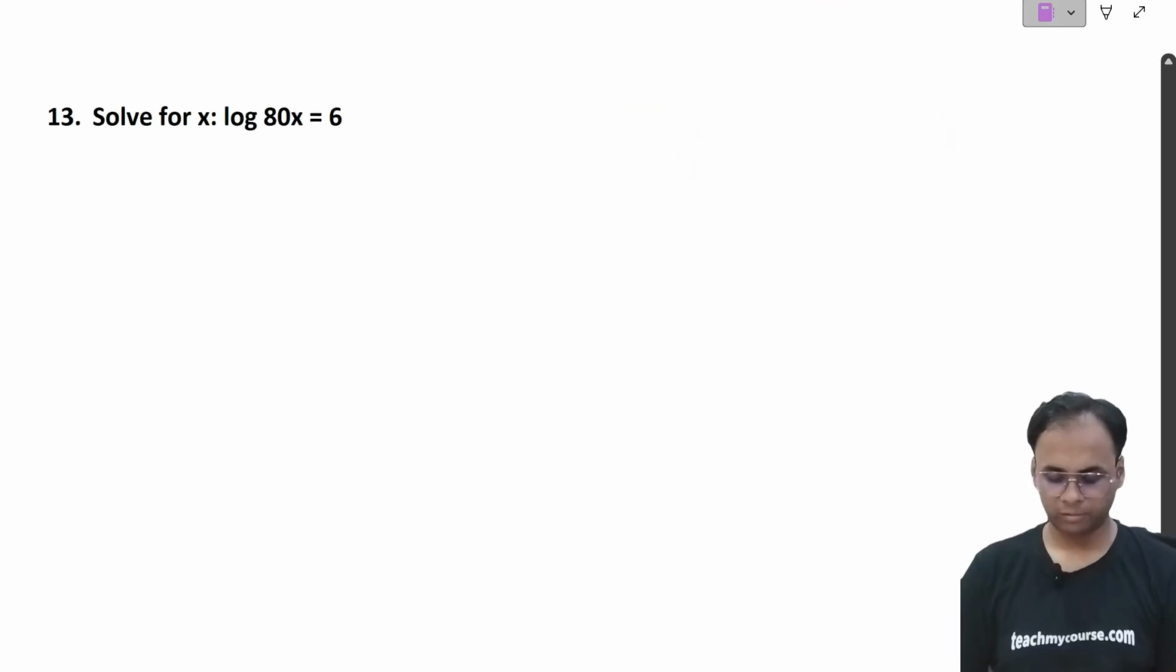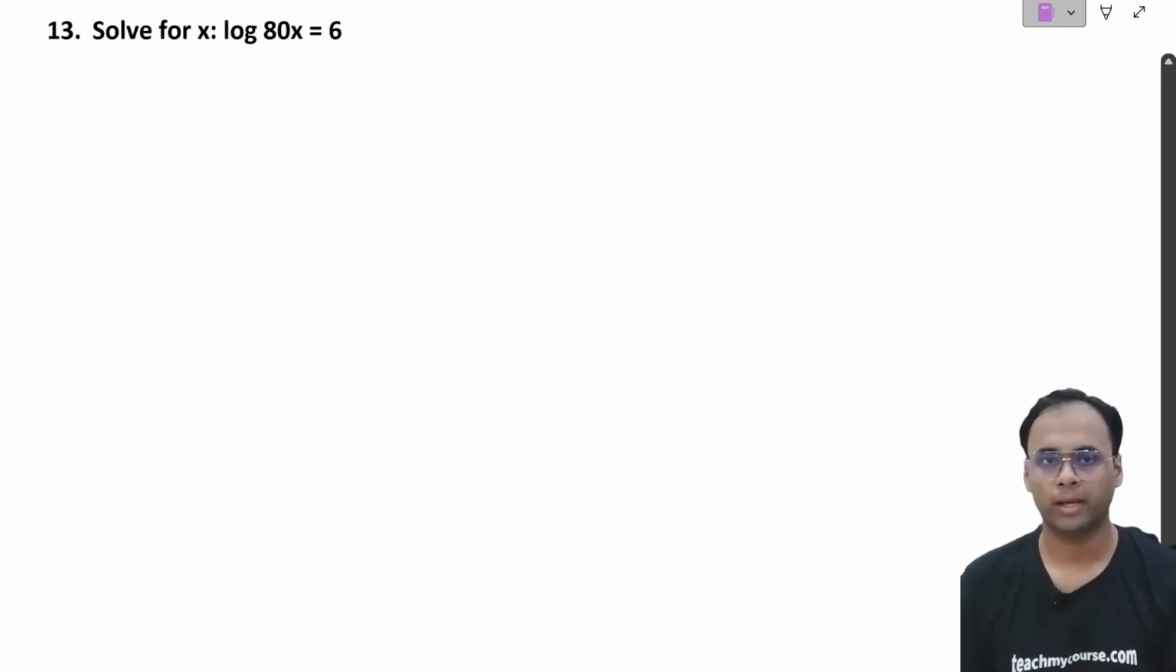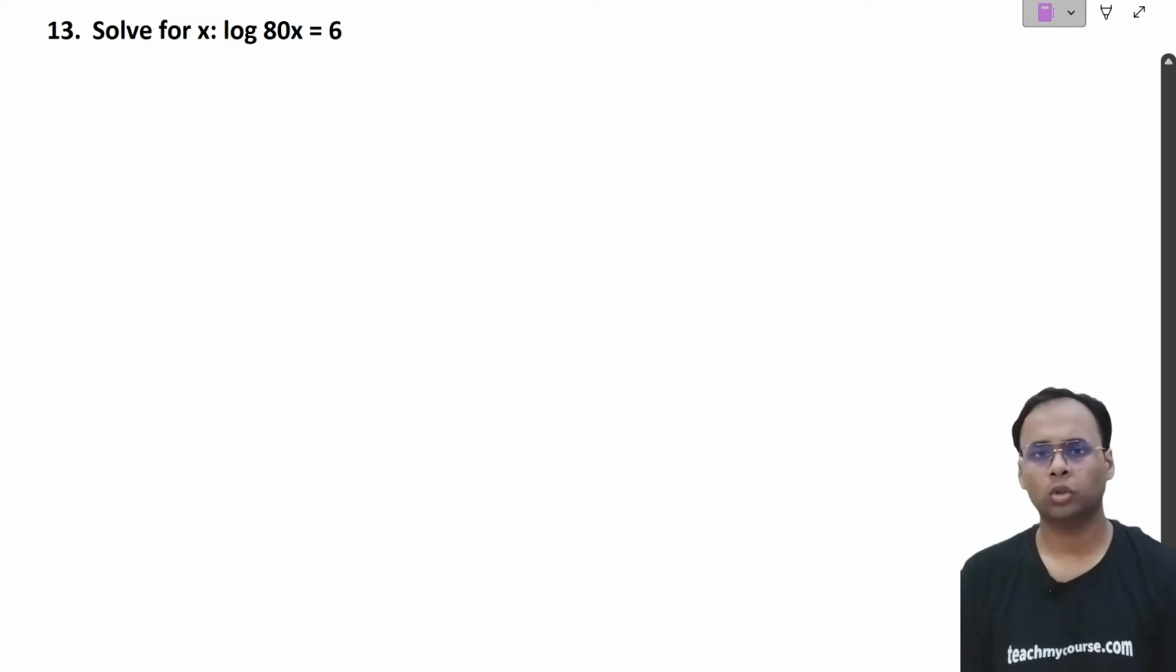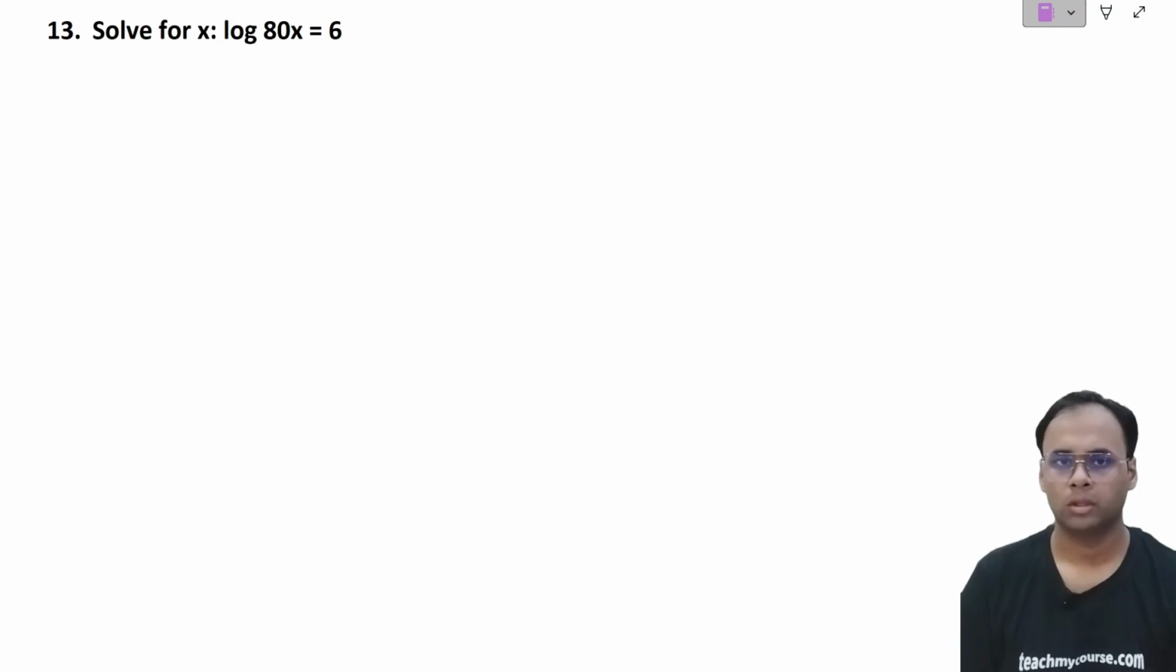So next question we have: solve for x, log 80x equal to 6. This is clearly a question based on logarithms. I know that some of you are very nervous about questions on logs from your school time itself. So let us just simplify it.